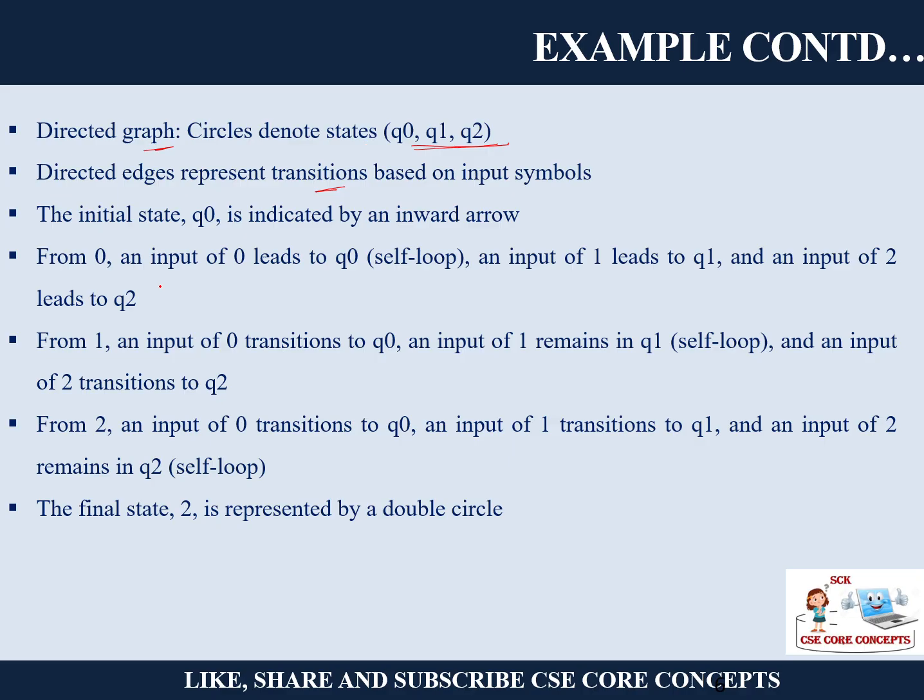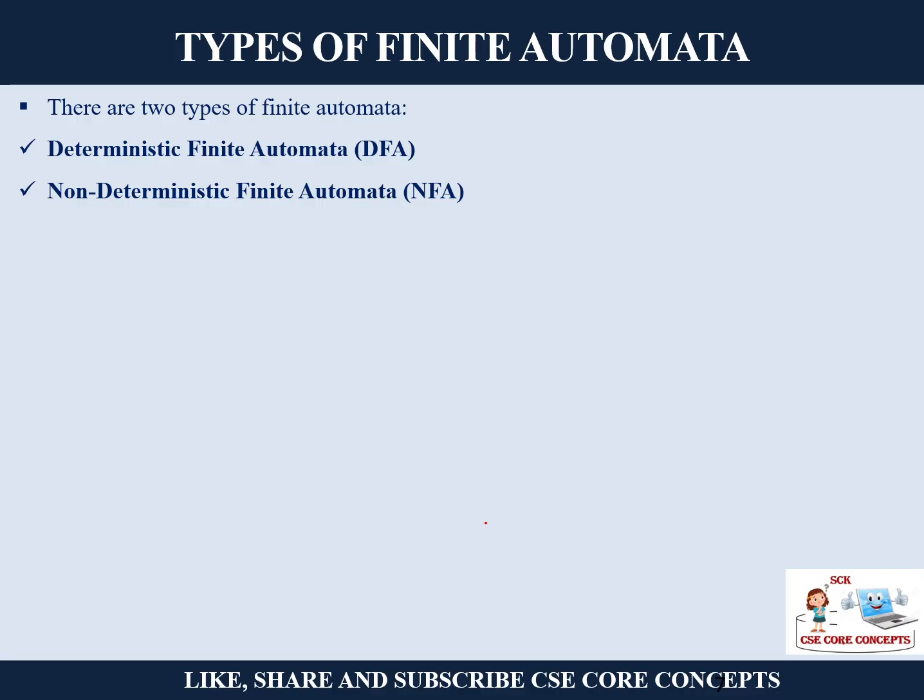So from the initial state Q0, you have an inward arrow. From Q0, you have a self loop. If you are pressing 0, you stay; if 1, you will go to state 1; or if 2, you will go to state 2. The final state is represented using a double circle. Now there are two types of automata. One is the deterministic finite automata, and another is non-deterministic.